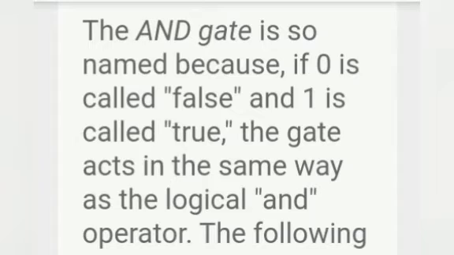Today my topic is about AND gates. These are the basic logic gates, AND and OR gates. In this video, I will tell you about the AND gates and OR gates. The AND gate is so named because 0 is called false and 1 is called true. The gate acts in the same way as the logical AND operator.